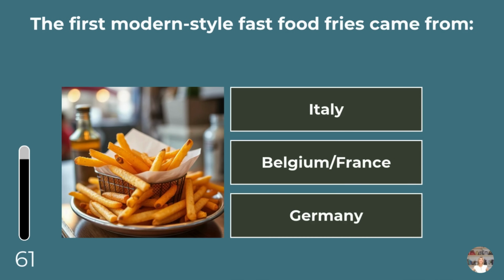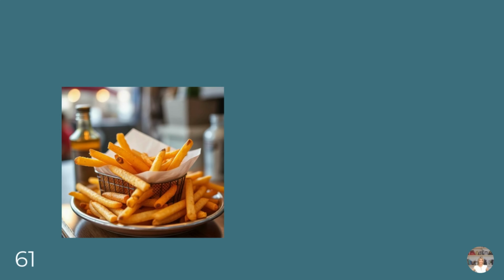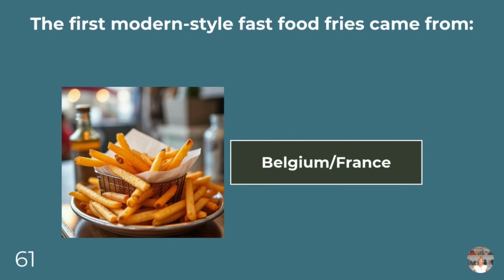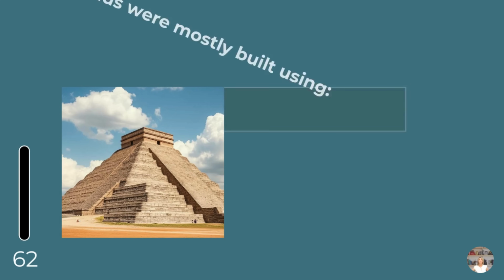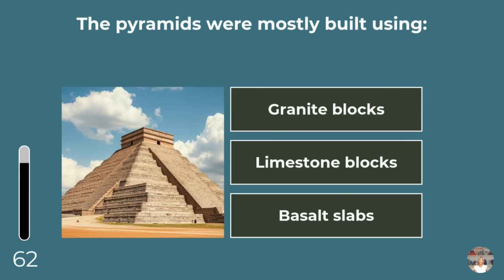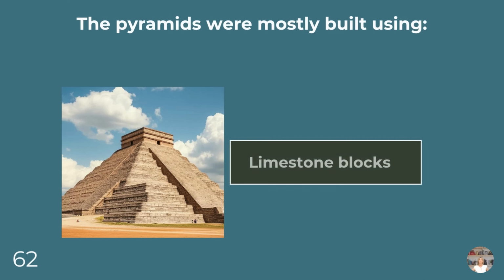The first modern-style fast food fries came from Italy, Belgium, France, or Germany? Belgium, France. The pyramids were most likely built using granite blocks, limestone blocks, or basalt slabs. Limestone blocks.